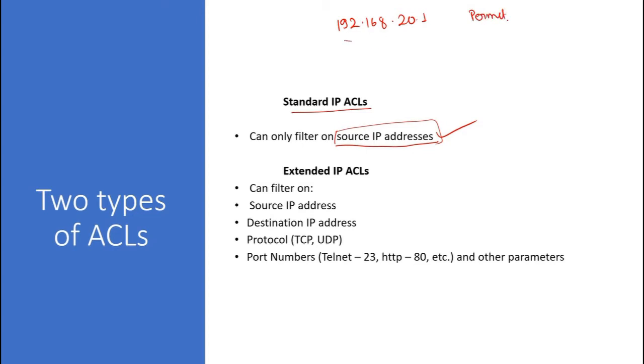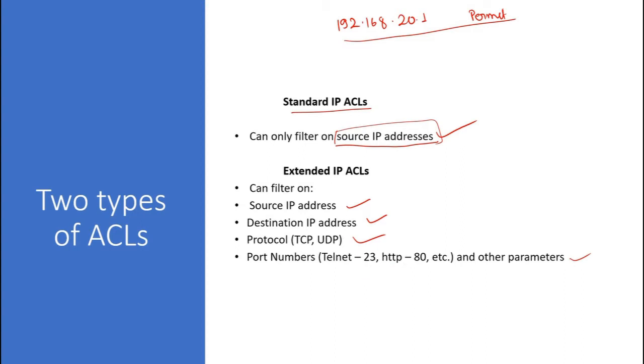That's two columns only. While if we talk about extended IP ACLs, they can filter based on the source IP address, destination IP address, protocol, and some other services like telnet or HTTP or whatever we just discussed, right?